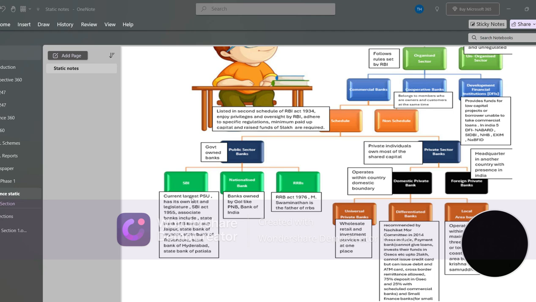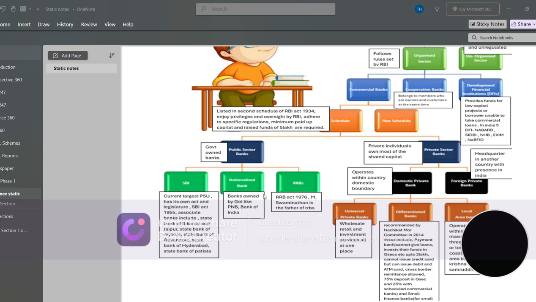So it has a different part from the public sector banks, and its associate banks are there. They include State Bank of Bikaner, State Bank of Jaipur, State Bank of Mysore, State Bank of Travancore, State Bank of Hyderabad, State Bank of Patiala. Next are nationalized banks. These are banks which are owned by the Government of India, like PNB, Bank of India. And third are RRBs, regional rural banks.